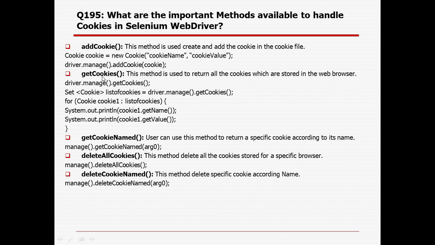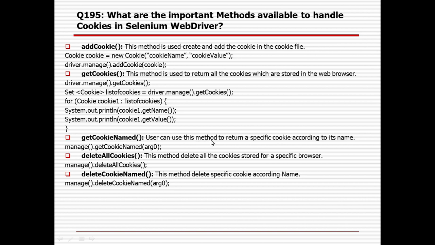Hence, with the help of the getCookies method, you can return all the cookies which are stored in the web browser. So driver.manage().getCookies, and whatever cookies you are storing with the help of the Set interface, you can get all the cookies. Then here you need to use an enhanced for loop. You need to create a new object and also pass the particular set you have already created. Then you can get the name or get the value of the cookies. Similarly, next is getCookieNamed.